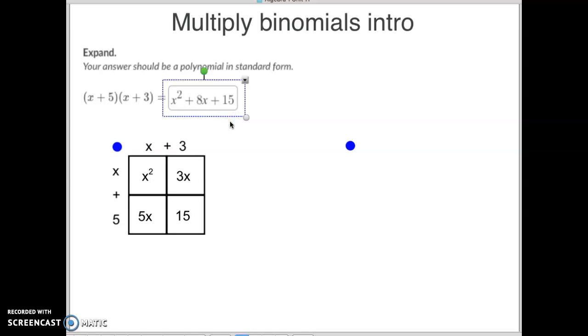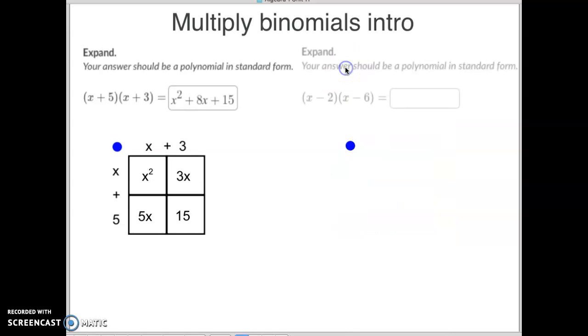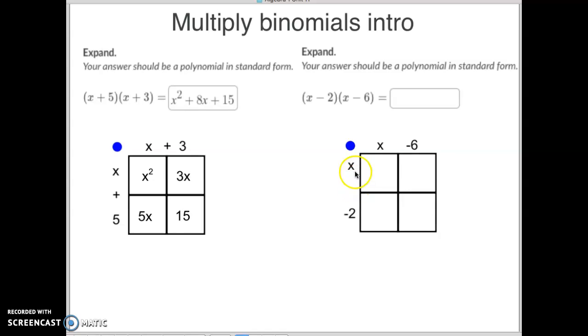Okay, let's try another one here. All right, this one here, we've got x minus 2 and x minus 6. So let's build our generic rectangle for those that need it. We've got the x minus 2, the x minus 6. Notice I put the minus right next to the number instead of in the middle. I put it right next to it. So x times x is x squared. x times negative 6 is negative 6.